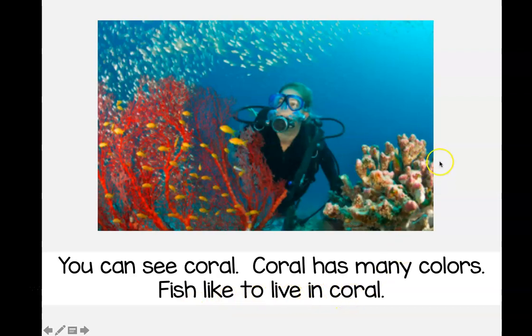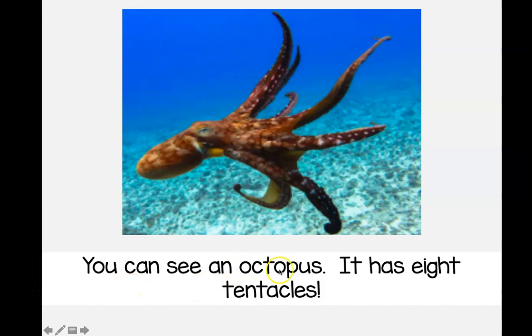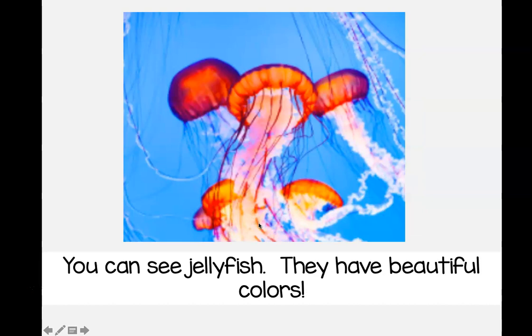Oh, I see coral right here, and coral right here, and all the fish living inside of it. You can see an octopus. It has 8 tentacles. Do you know what tentacles are? No, there's 8 of something in that picture. There's 1, 2, 3, 4, 5, 6, 7. I think that's 2 right there. 8. The tentacles are arms. The octopus has 8 tentacles. You can see jellyfish. They have beautiful colors.